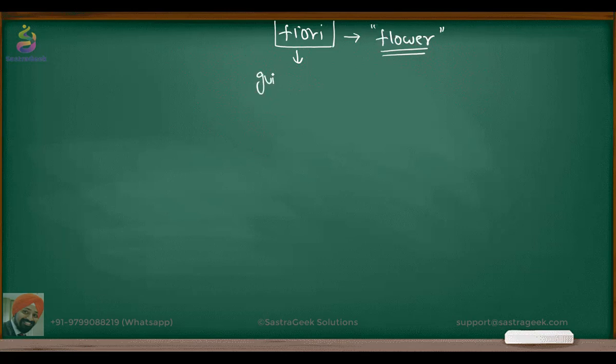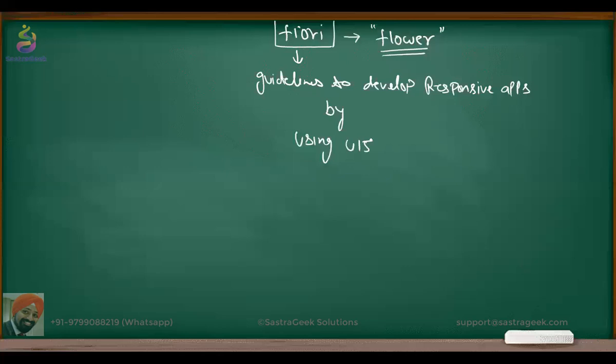What does Fiori actually mean? Fiori is basically guidelines to develop responsive apps by using UI5 technology. So the technology is UI5, and Fiori is our guidelines for how we can use this UI5 technology to build responsive applications.